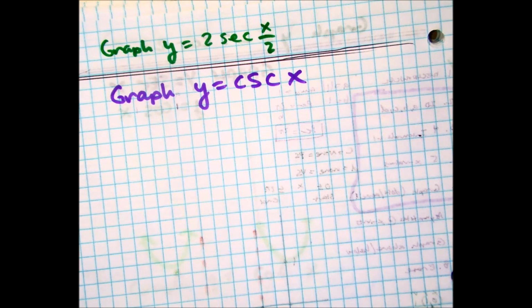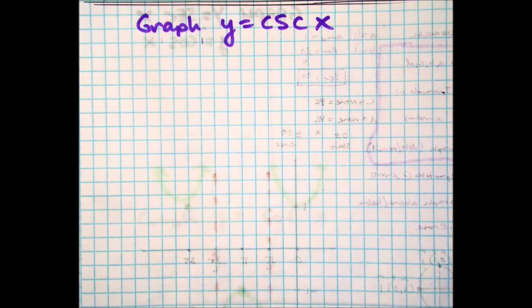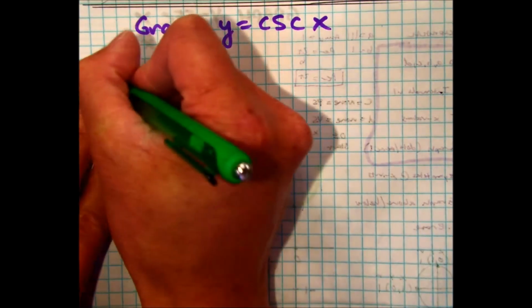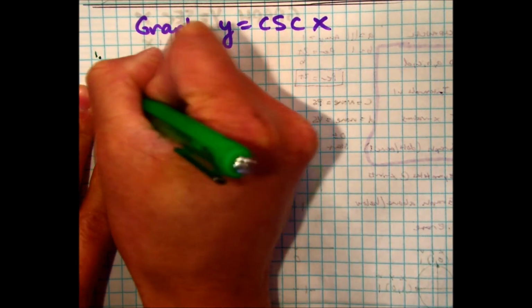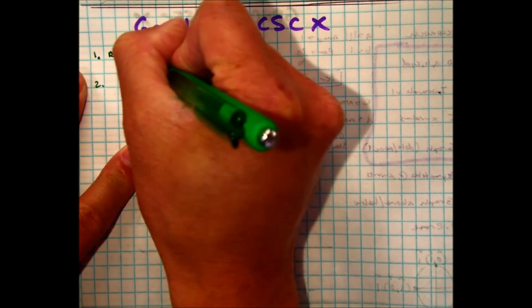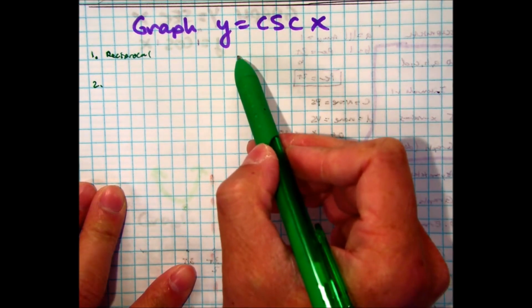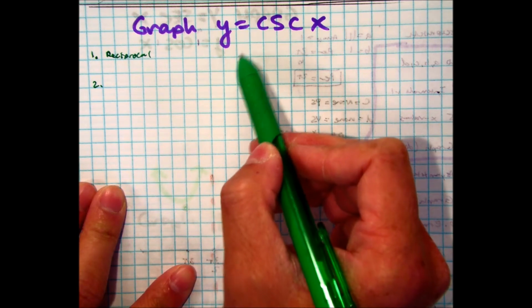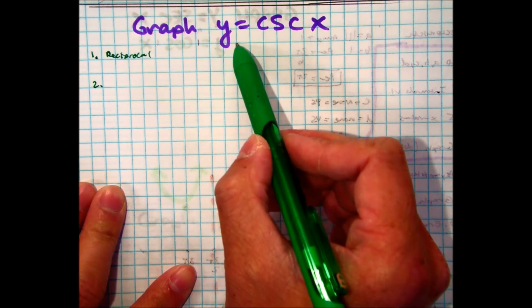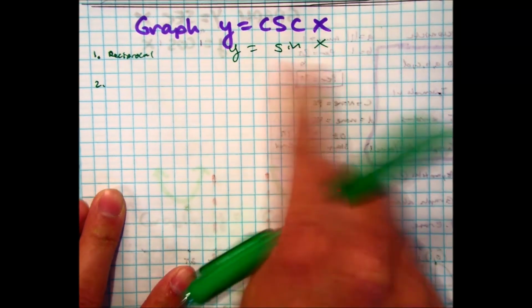Alright, let's go ahead and graph cosecant of x. John A., tell me what's the first thing I need to do? Before you identify the letters. Very good. Reciprocal. What is the reciprocal, John A.? Sine. Y equals sine x. So we're going to graph that.